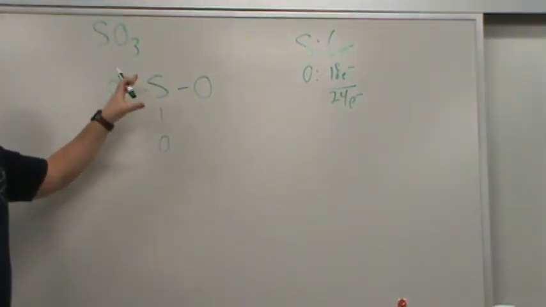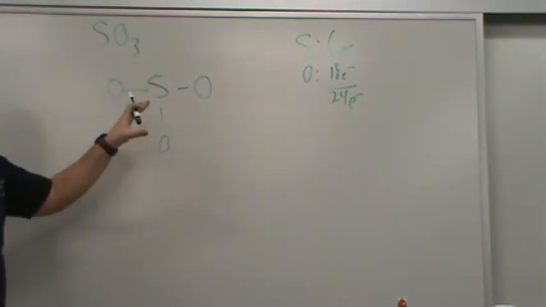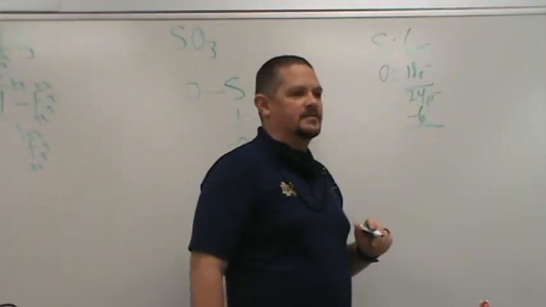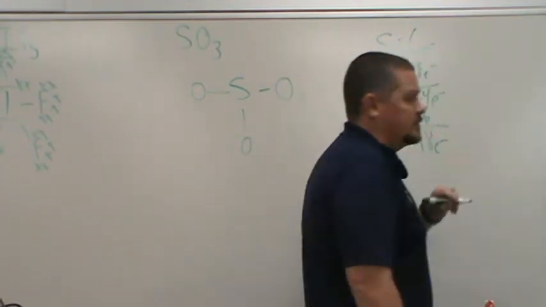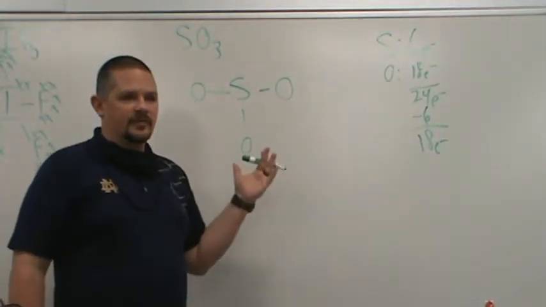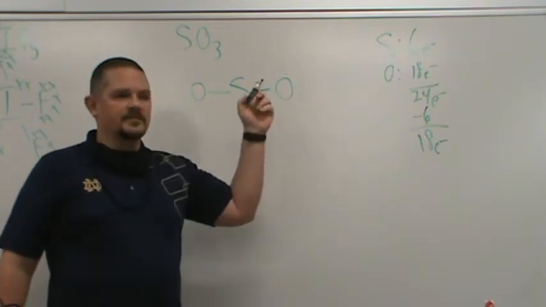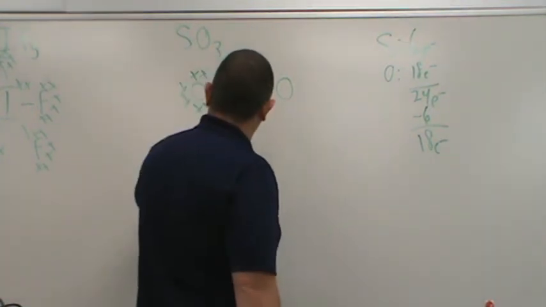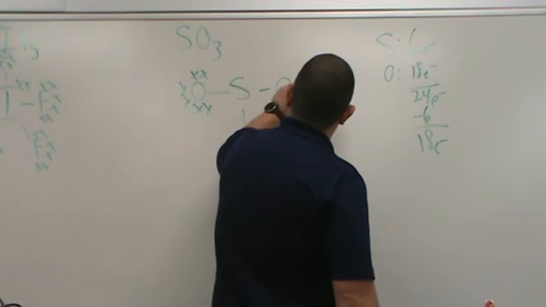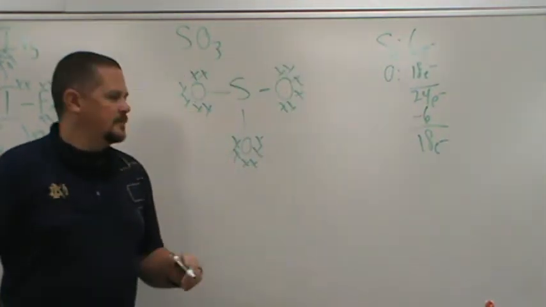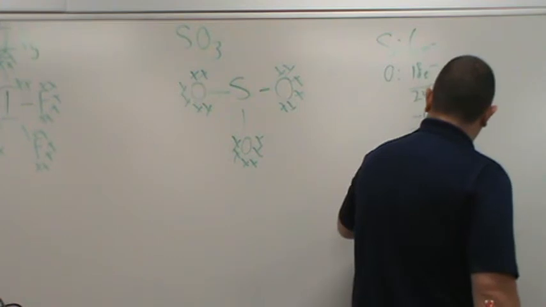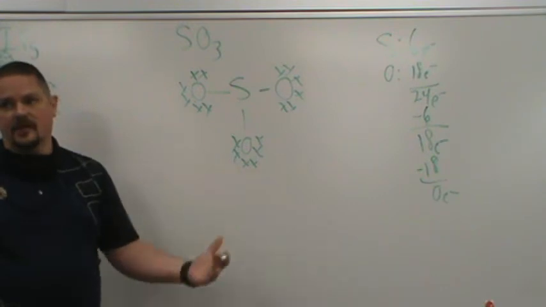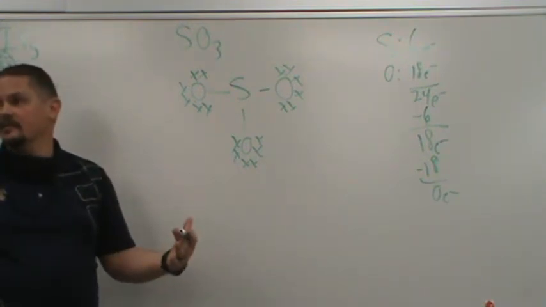All right, so skeleton structure, sulfur as our central atom, right? Single bond to each of the oxygens. We used up 6, so we have 18 remaining. What are we going to do with these 18? Lone pairs around our oxygen atoms, right? 1, 2, 3, 4, 5, 6, 7, 8, 9, 10, 11, 12, 13, 14, 15, 16, 17, 18. Down to 0. Then ask, is everybody happy? The answer is no.